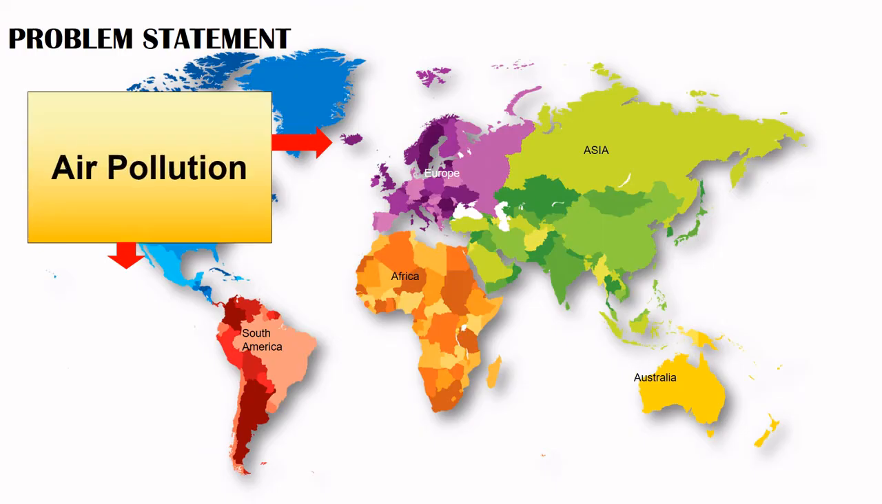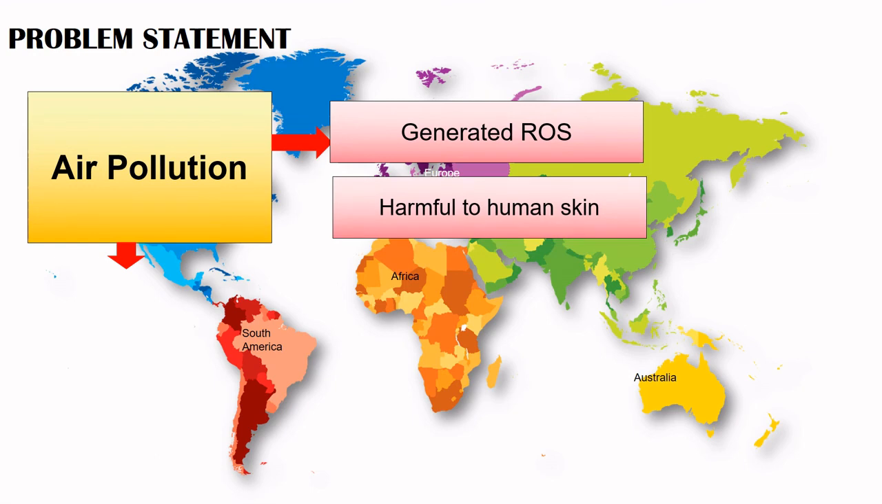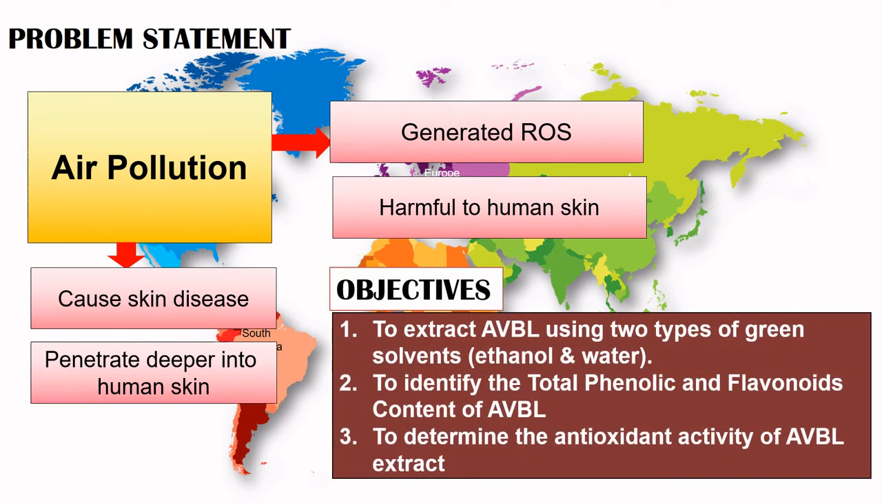Air pollution, as we know, generates ROS, which is harmful to human skin and causes skin disease by penetrating deeper into human skin. So, the objective of this study is to extract the Averrhoa bilimbi leaves using two types of green solvent, which are ethanol and water. Second, to identify the total phenolic and also the flavonoid content. Then lastly, to determine the antioxidant activity of the Averrhoa bilimbi leaves extract.